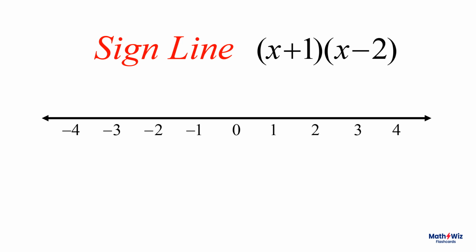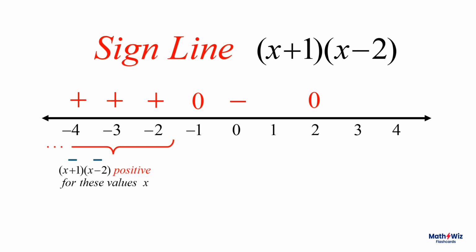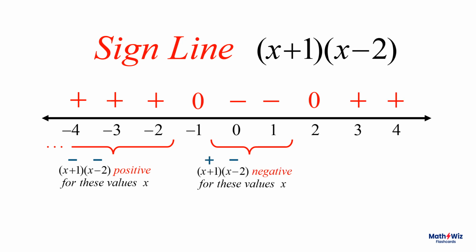Here's another sign line, a little more complicated. The expression x plus 1 times x minus 2 in factored form. Obviously, we get a 0 at negative 1 and a 0 at 2. On the left, using these values of x, the expression is positive. In between the two roots, the expression is negative. And on the far right, again, the expression is positive. Here's a sign line for this expression.